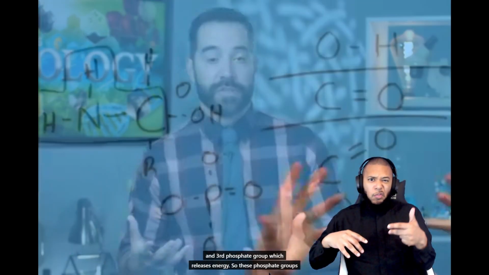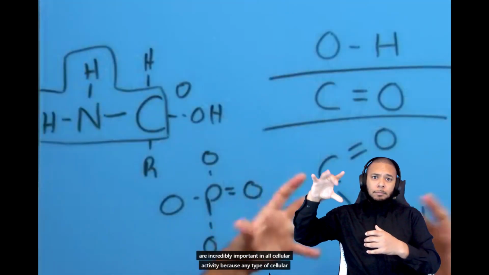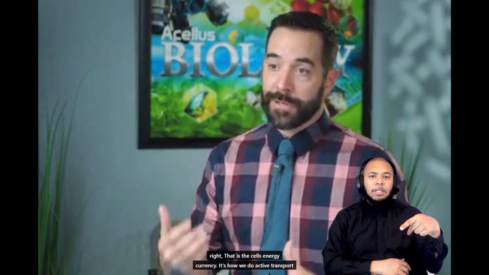diphosphate molecule to create the ATP molecule, and then when the cell needs energy, it breaks the bond between the second and third phosphate group, which releases energy. These phosphate groups are incredibly important in all cellular activity, because any cellular activity that requires energy is going to need that ATP molecule. That is the cell's energy currency. It's how we do active transport. It's how we do muscle contractions.